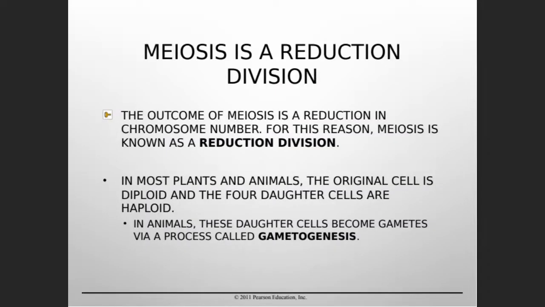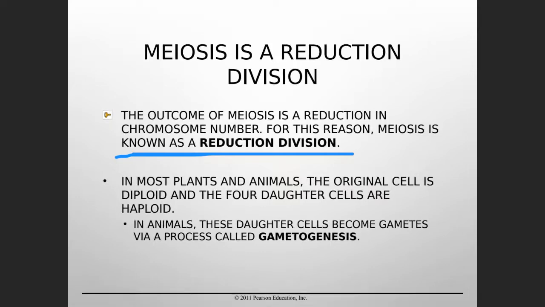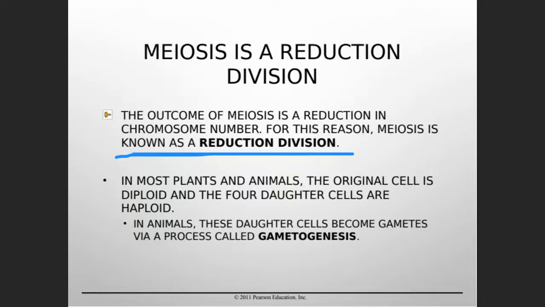All right. The outcome of meiosis is the reduction in chromosome number. And for this reason, meiosis is known as the reduction division. Okay? In most plants and animals, the original cell is diploid and the 4 daughter cells are haploid. It depends. We talked about some plants and some other ones, but for the majority of them, you go from being diploid to haploid. In animals, these daughter cells become the gametes. So this process, the whole process, is called gametogenesis.